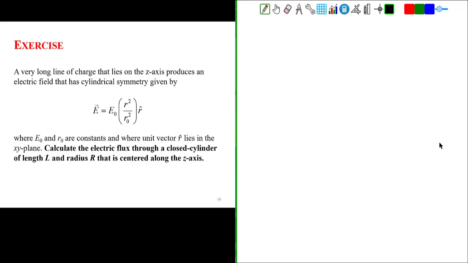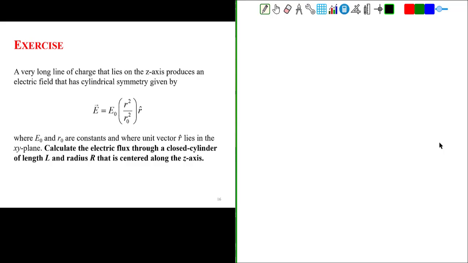A very long line of charge that lies on the z-axis produces an electric field that has cylindrical symmetry, given by the electric field equals E naught times the quantity r squared over r naught squared times r unit vector, where E naught and r naught are constants, and where unit vector r hat lies in the xy plane. Calculate the electric flux through a closed cylinder of length L and radius r that is centered along the z-axis.